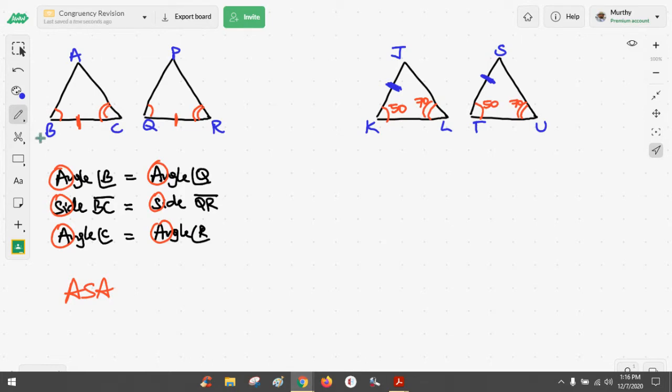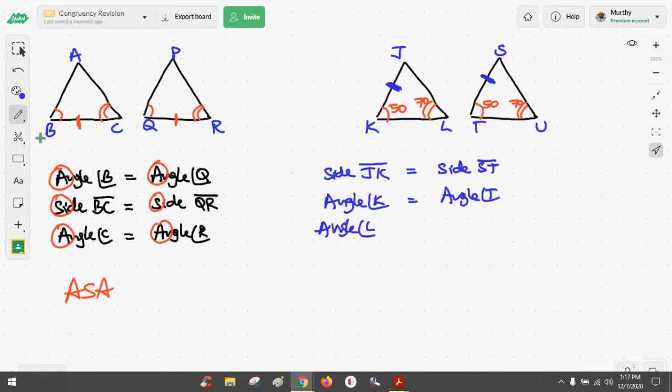Means let's say that side JK is equal to side ST, next angle K equals angle T, and angle L equals angle U.